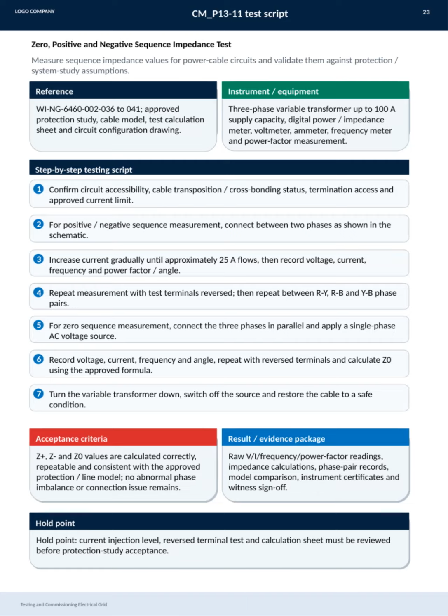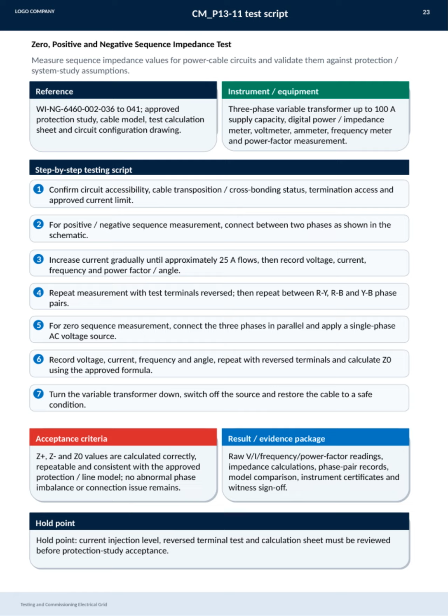This slide outlines the testing and commissioning process for electrical grids, focusing specifically on the zero, positive, and negative sequence impedance test. The main goal here is to measure sequence impedance values for power cable circuits and validate them against protection and system study assumptions. We rely on key references like the approved protection study, cable models, and configuration drawings to guide the process. The instrumentation includes a three-phase variable transformer with up to 100 amps capacity, along with digital meters for power, impedance, voltage, current, frequency, and power factor.